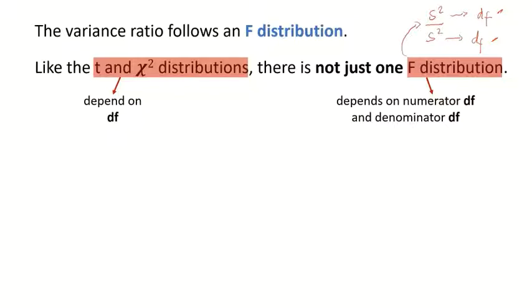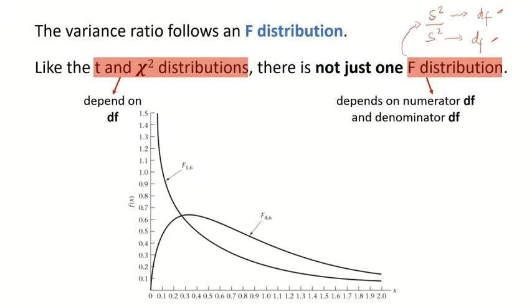And just like the chi-square distribution, the F distribution shows values that are all positive. And the F distribution is most likely skewed to the right as well, just like your chi-square distribution.